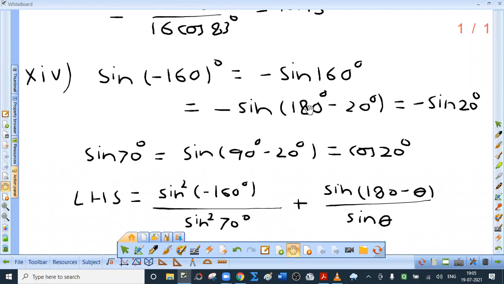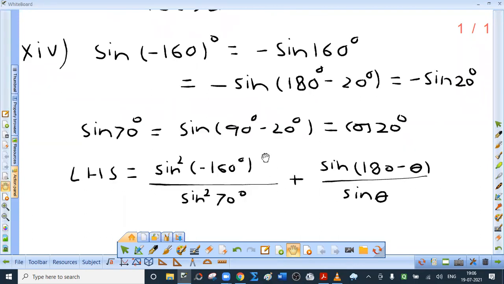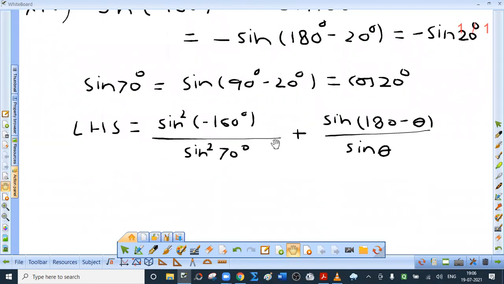What is sine of 180 minus theta? Sine theta. Now, sine 70 degree. Do we need 70 degree? No, we need 20. But 70 and 20 are complementary angles. So 70 degrees is 90 minus 20. Sine of 90 minus theta is cos theta. Substitute.